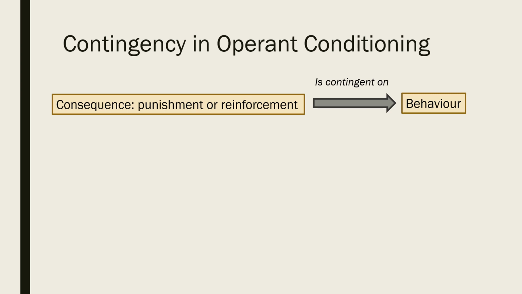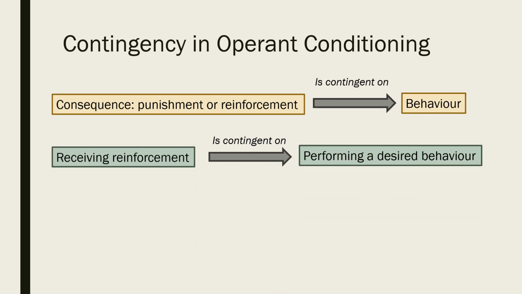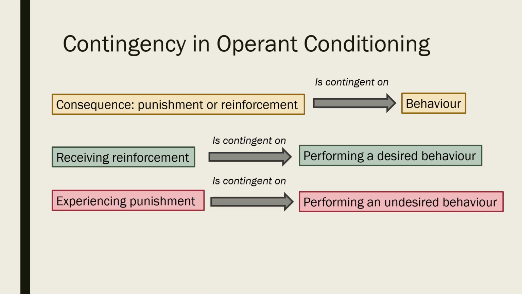In operant conditioning, contingency still means conditional or dependent. In this case, it is that the consequence is dependent or contingent upon the behaviour being performed. Therefore, the learner believes that to receive reinforcement, they have to perform the desired behaviour. And similarly, they will only experience punishment if they perform the undesired behaviour.